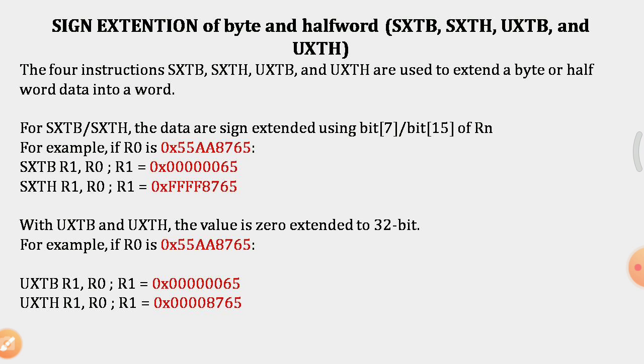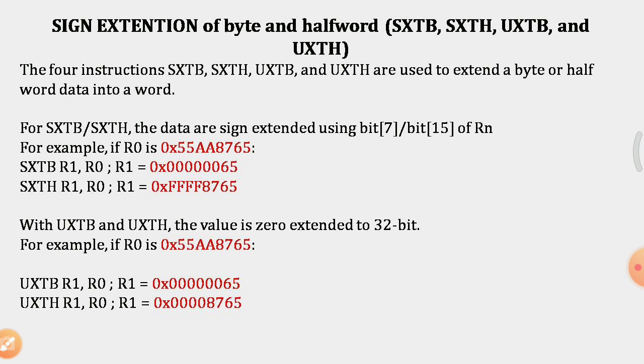In the below SXTH R1, R0, again R0 is having one value. In that value, only the lower half word is going to be copied into R1, and then the remaining upper half word is going to be extended with the sign. So now here 8 value is having a sign of 1 in the upper bit of half word. So 1 is going to be extended. So the value of R1 will become FFFF8765.